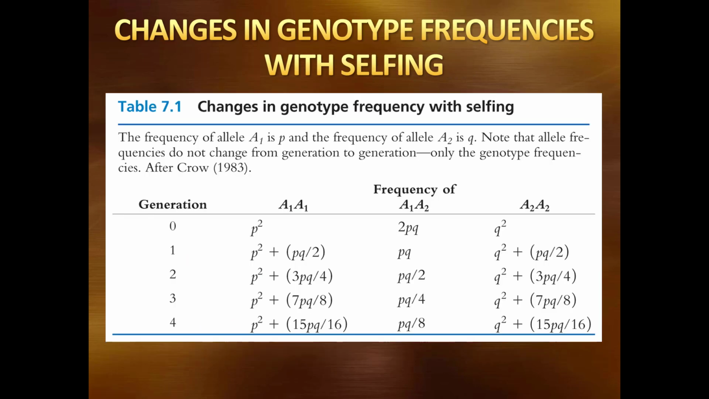This table just shows us a general model of what happens to the frequency of the 3 different types of genotypes when you have selfing. As we saw before, every generation you are decreasing your heterozygotes by 1/2 each time, and you're adding those into your 2 homozygote groups. So it's just a general model of what we saw before.